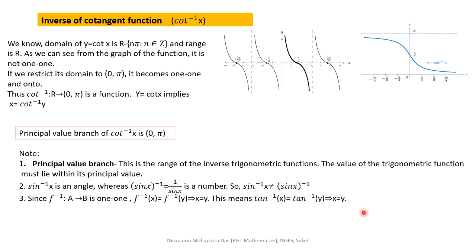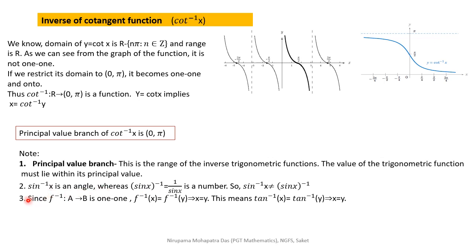We can't take any value beyond the principal value branch. So the range of the function means the set of all values of the function. So the set of all values of the inverse trig function will be within the principal value branch. So that's why the principal value branch is very important. And also, sin inverse x and sin x power minus 1, they are totally different.